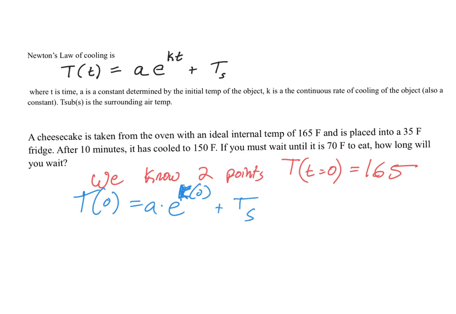But I know the temperature at time 0 because I'm told that when I take it out, my cheesecake is 165 degrees. Work this backwards. Oh, and T S, I know that too. Why did I not write that down? My T S is 35 degrees. Subtract 35 from both sides. I get 130 degrees is equal to A times e to the 0 power. K times 0 is 0. e to the 0 power is 1. So A is 130. That's my constant for this function.